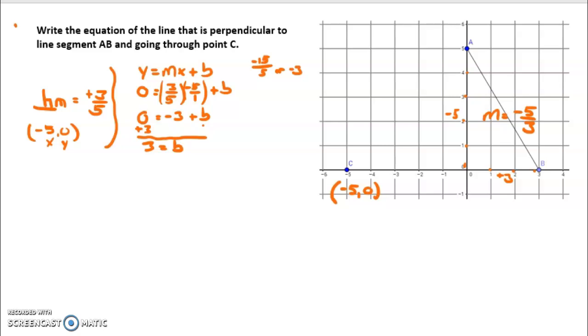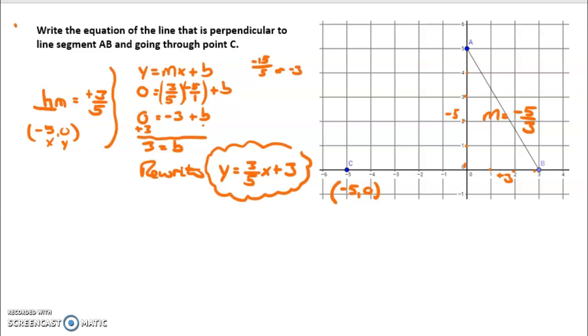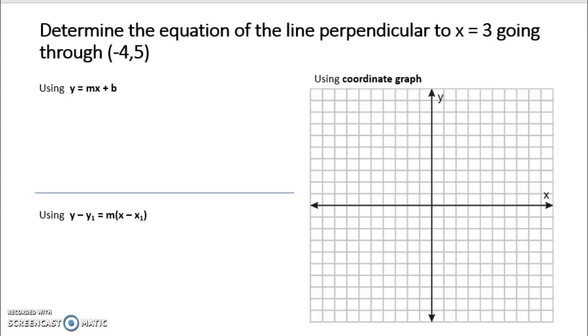And since we did it this way, let's go ahead and do the rewrite. So we got y equals, the opposite reciprocal slope we used was 3/5 x, and then we got 3 for the y-intercept. So that is it. And you are done. Hard to check mark. All right, next screen. Determine the equation of a line perpendicular to x equals 3 going through (-4, 5).